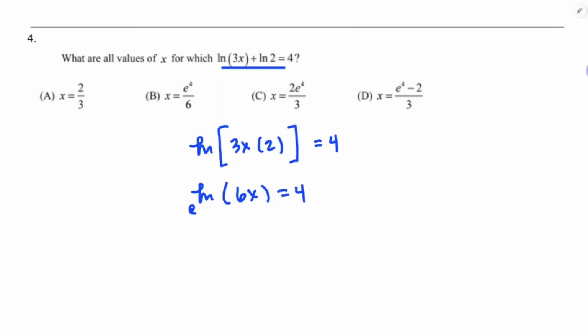Now I can take e to both sides' power. That's why, when we were doing this, we worked to isolate the exponential or isolate the log, so that we didn't run into any exponent property or log property issues where we were assuming things that weren't true. Then that's going to be 6x equals e to the 4th power. I'm going to divide both sides by 6, and I would get 1 over 6 times e to the 4. So that's going to be answer choice B.